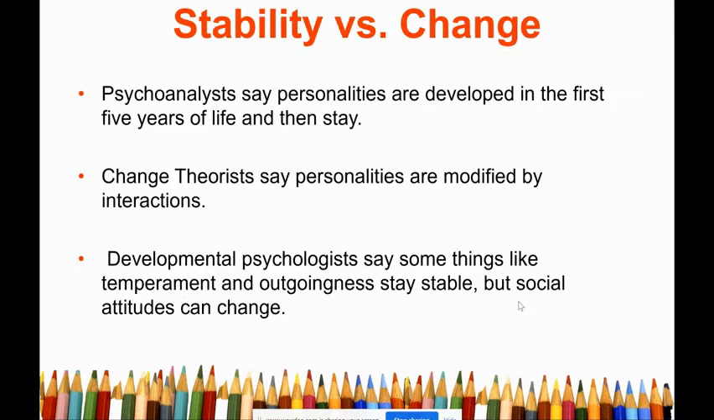Developmental psychologists would say that's kind of a combination of the two, that things like temperament, whether you're introverted or extroverted, those things are probably pretty stable. You're either born with them, or they're locked in those first couple of years of development. But other aspects of our personality are more malleable. So how we interact socially, those things can change based on the situations that we're born into.